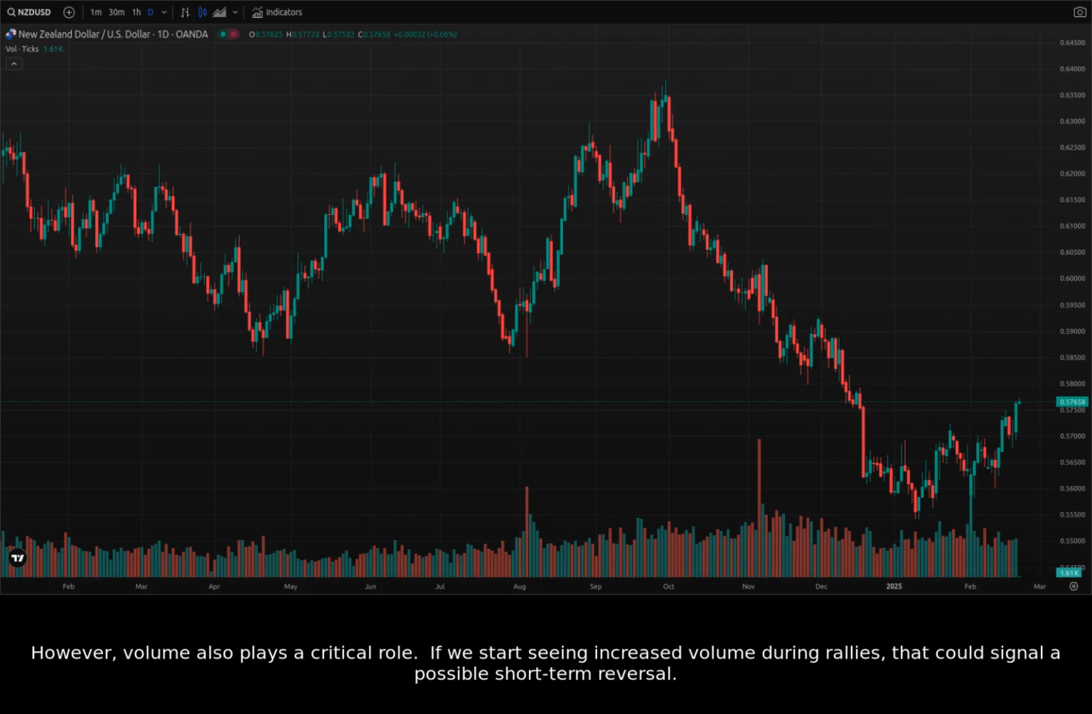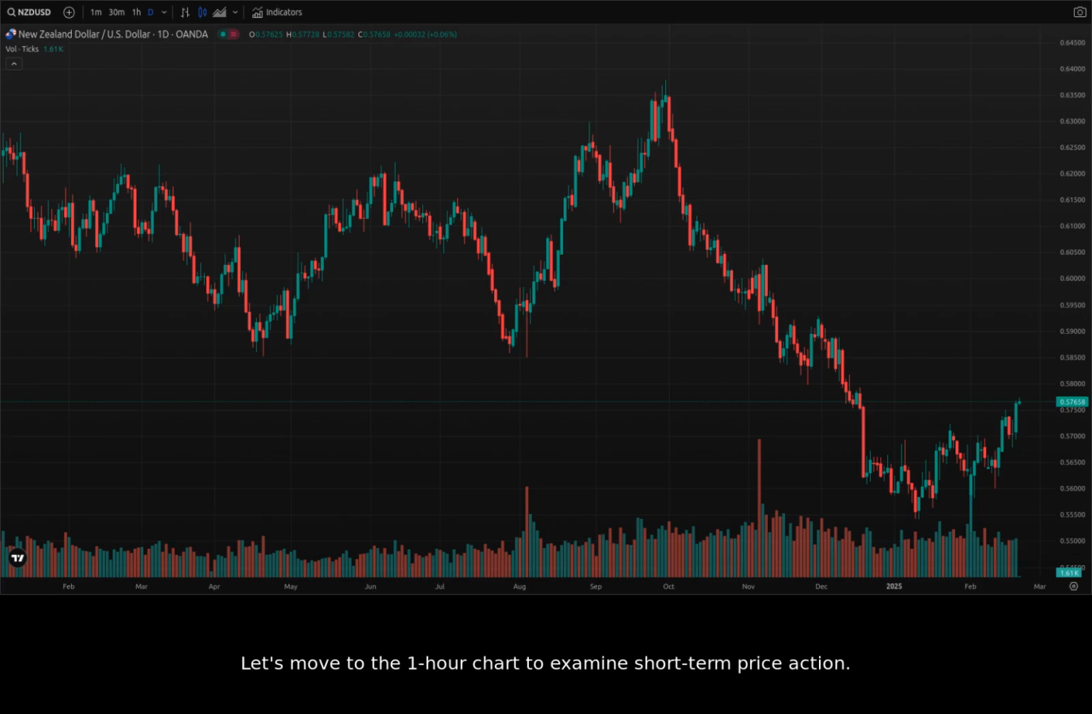However, volume also plays a critical role. If we start seeing increased volume during rallies, that could signal a possible short-term reversal. Let's move to the 1-hour chart to examine short-term price action.